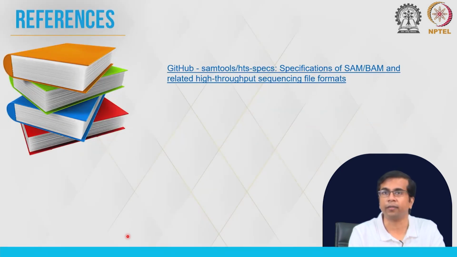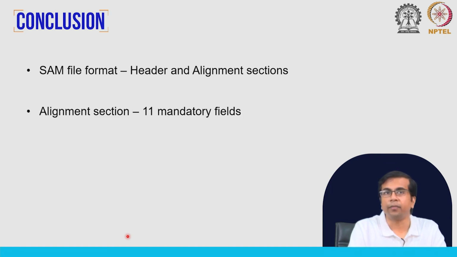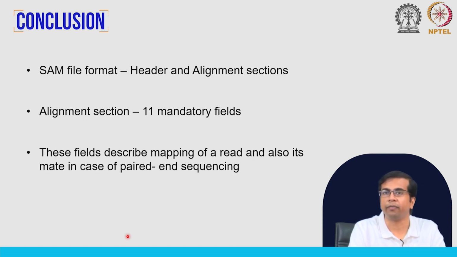These are the references that I used for this class, and to summarize, we have now learned about the SAM file format. We looked into the header section in the last class, and we have started looking at the alignment section. We have not completed it because there are 4 more fields that are present, and we will describe those in the next class. In the alignment section, as I mentioned, there are 11 mandatory fields that will always be present in a SAM file, and then you can also have some optional fields. These mandatory fields describe the mapping of a read and also its mate in case of paired sequencing, and we will look at the second part in the next class.